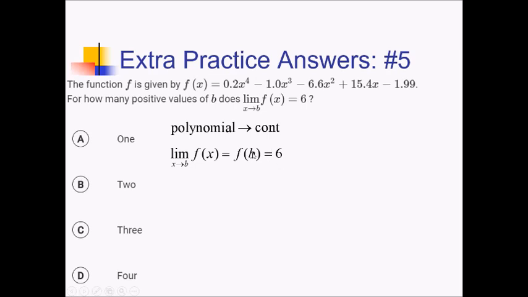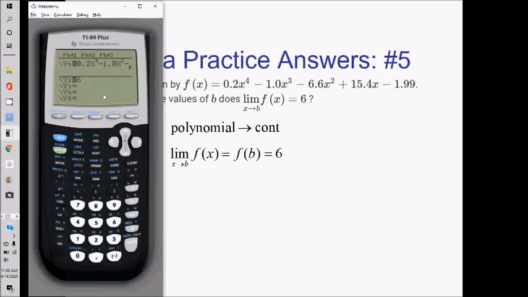For what b value, which is really to say for what x value, does this take on a value of 6? To figure that out, I'm just going to graph this polynomial and the line y equals 6 on my graphing calculator and see where they intersect, how many places they intersect. So let me go ahead and do that. So here I am in the y equals. I've put my polynomial function in y1. Here's my horizontal line, y equals 6 in y2.